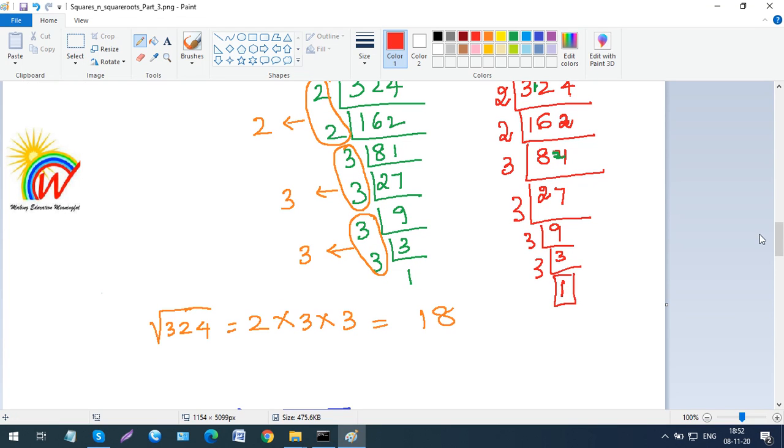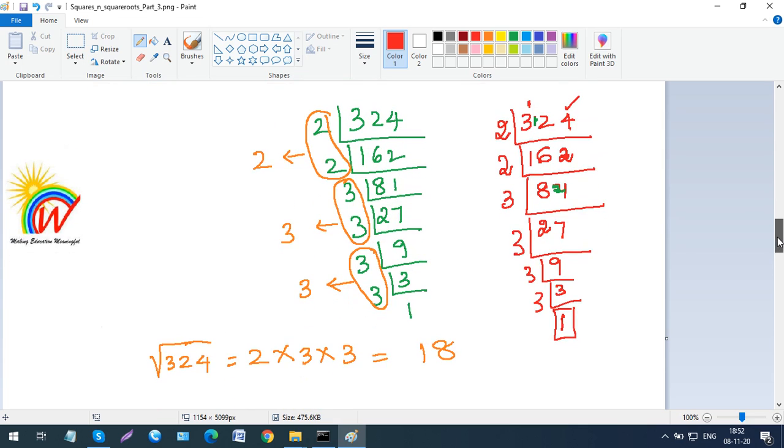Now how do you find the square root? Each two equal terms form a pair and come out. If you see these terms, there are two 2s, so they come out as one 2. These two 3s come out as one 3. These two 3s again come out as one 3. I have written it over here, and the same thing I have done over here.